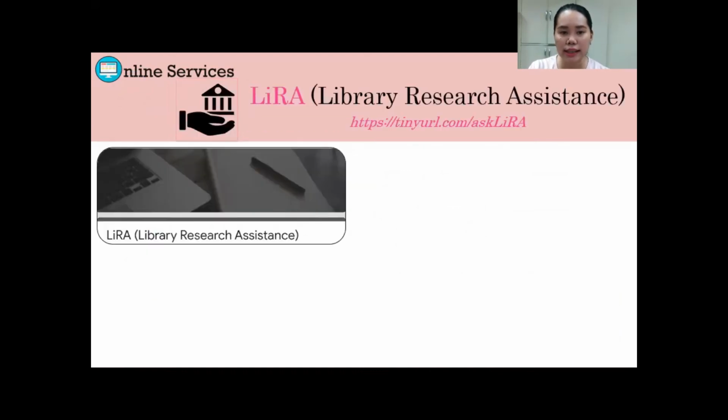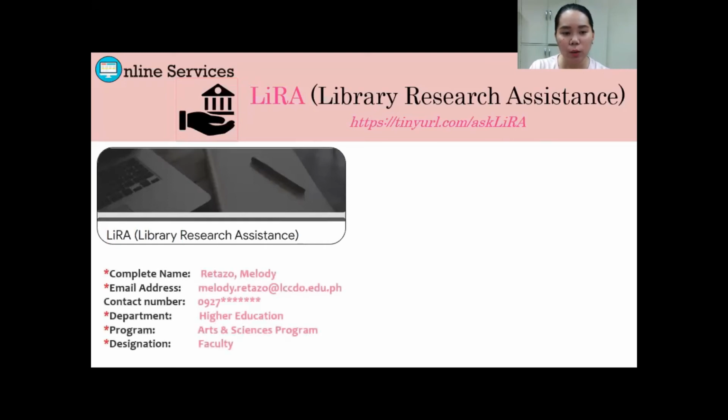If you need assistance with library resources, ask LIRA. To access LIRA, please take note of the link tinyurl.com/asklira. If you will request research assistance, the library requires the following personal details. This includes your complete name, email address, your contact number is optional, department, program, and designation.